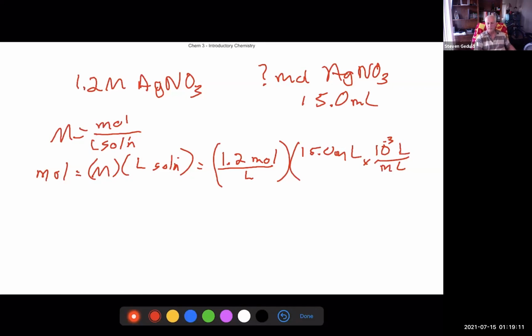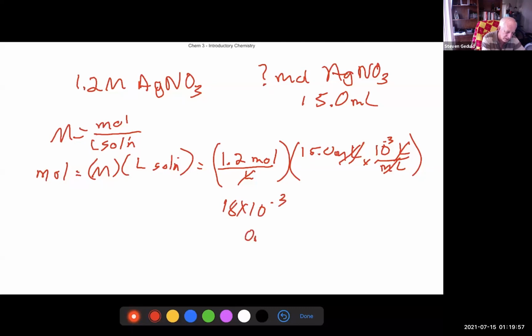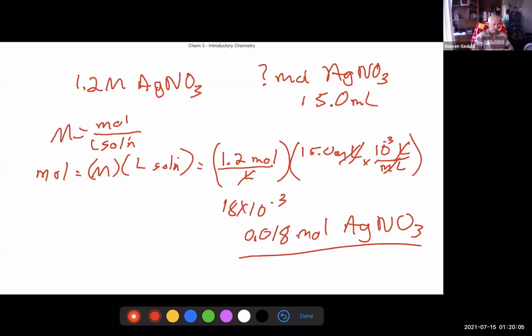A milliliter is 10 to the negative 3 liters. So liters will cancel, and milliliters will cancel, and you're left with moles. You can use this all kinds of ways. So 1.2 times 15 comes out to 18 times 10 to the negative 3, which comes out to 0.018 moles of silver nitrate. Just rearranging a little bit, you can calculate either way, you can calculate moles or you can calculate volume.